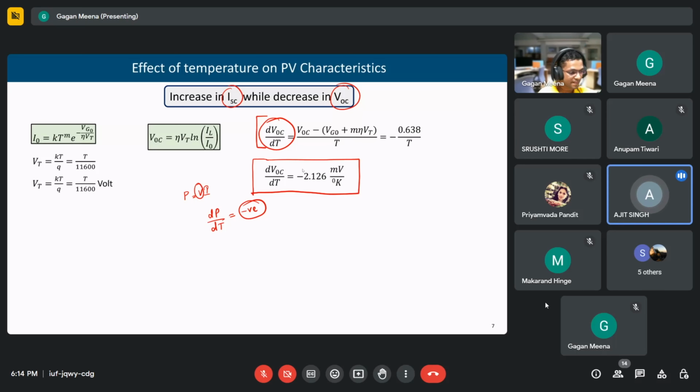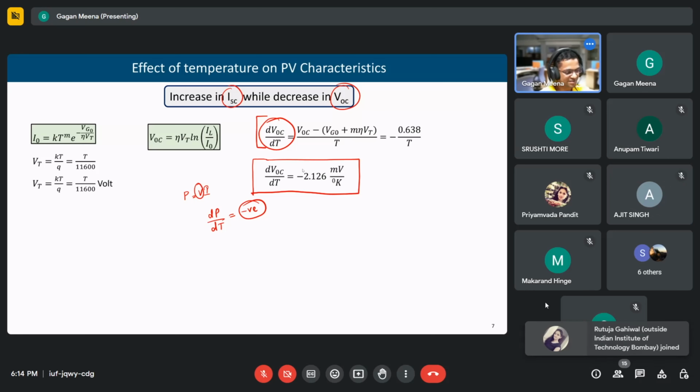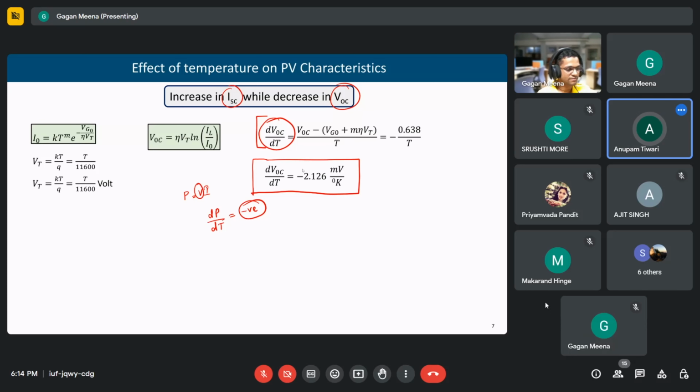In the PLI scheme of solar, there is a factor of minus 0.3, 0.4. What is that? Factor for temperature, with respect to PV max. Actually, I'm not aware of that. So what is that factor? I'll have to check.